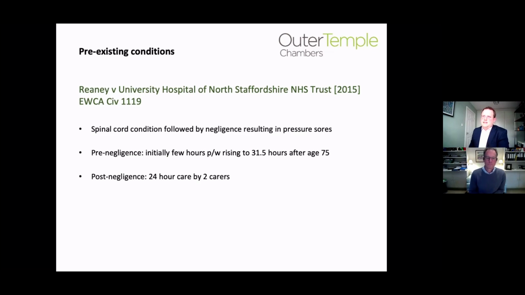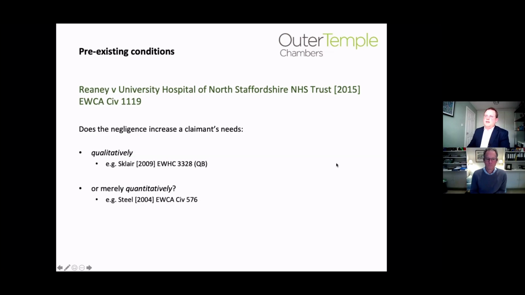At first instance, Mr. Justice Foskett had decided that the negligence had caused the whole of the claimant's need for commercial care and made no deduction in respect of prior needs. His decision was overturned on appeal. The way the Court of Appeal approached it was to say that the essential question was one of causation. What is it that the negligence can be said to have caused?